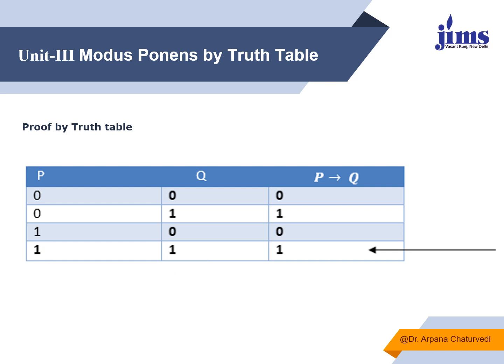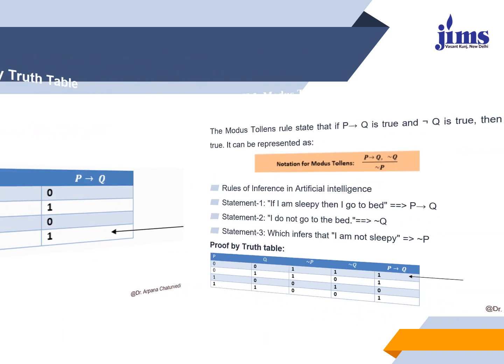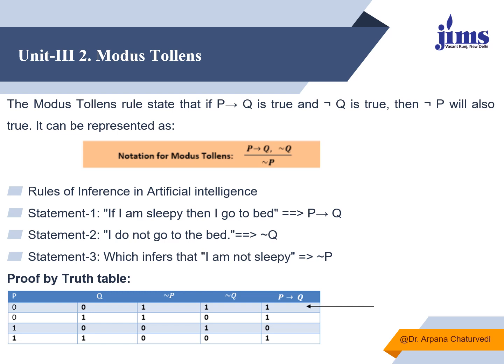Now there is another rule, that is modus tollens. What this modus tollens rule says is that if P implies Q is true and not Q is also true, then definitely not P will also be true. How do we see this? Just a minute, look at the truth table and the example.